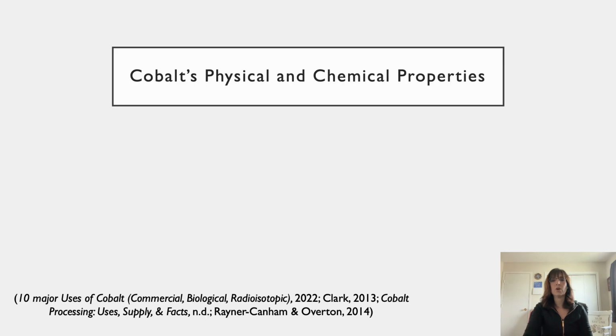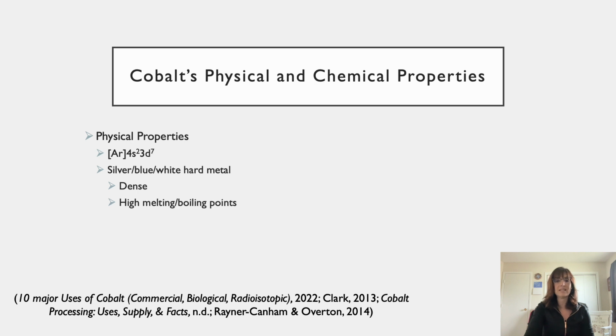Before we get into cobalt's uses, let's take a quick look at its properties because it will explain those uses. If you look at cobalt's electron configuration, it has an odd number of valence electrons, which is very important to some of its uses. It is a silvery, bluish-whitish hard metal that's very dense, has high melting and boiling points just like other metals. It does demonstrate ferromagnetism.